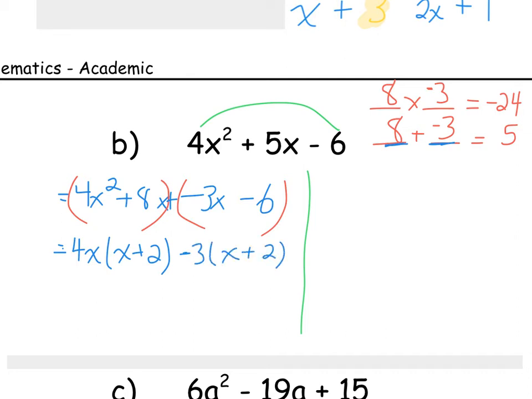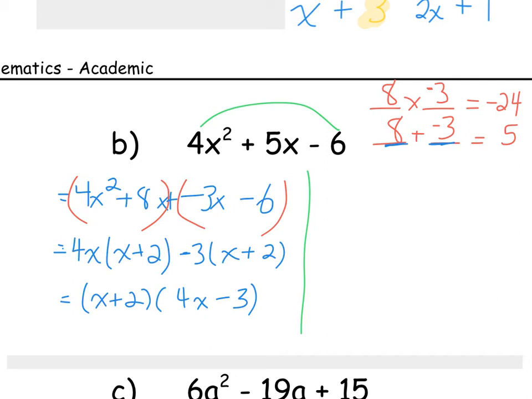And at this stage, I can see that my two brackets are identical, which gives me the impression I've done this right. So I'm going to pull out that x plus 2, and then that leaves me with my leftovers 4x minus 3, and now I've factored it properly. All right, let me do it the quick trick method in case you decided that that was your preferred method.